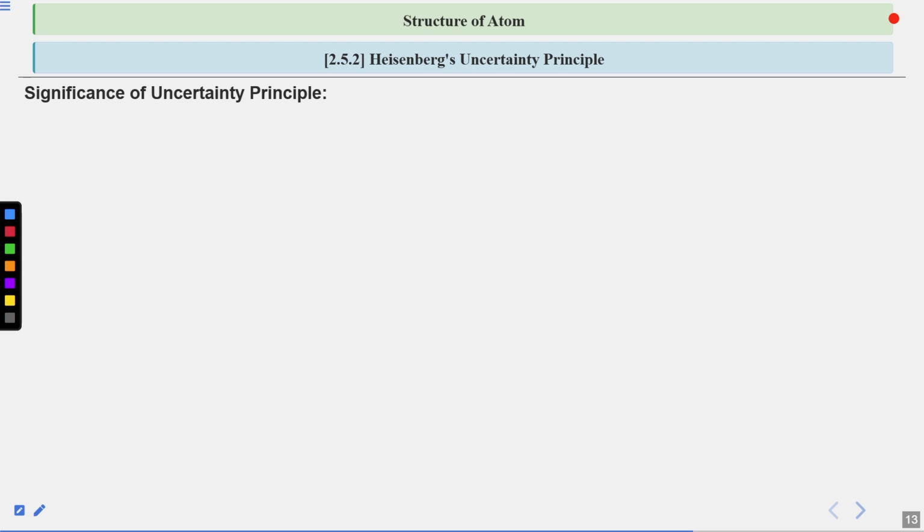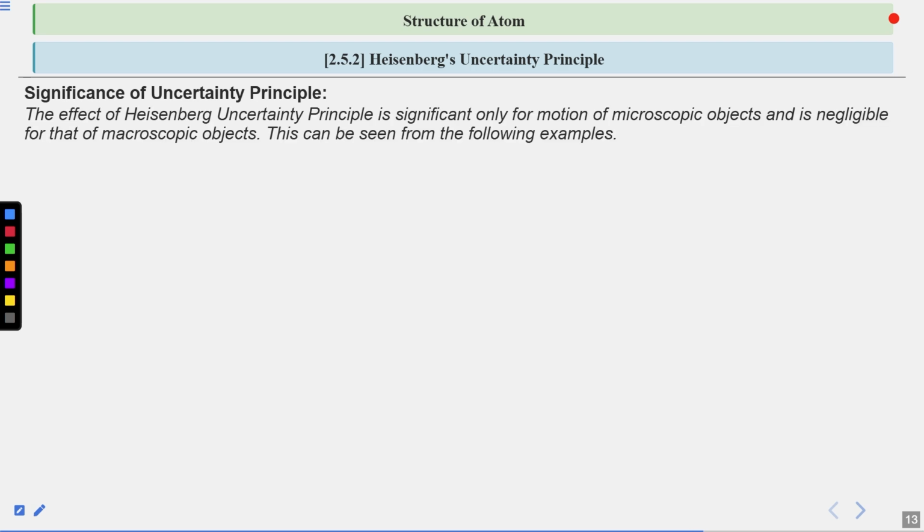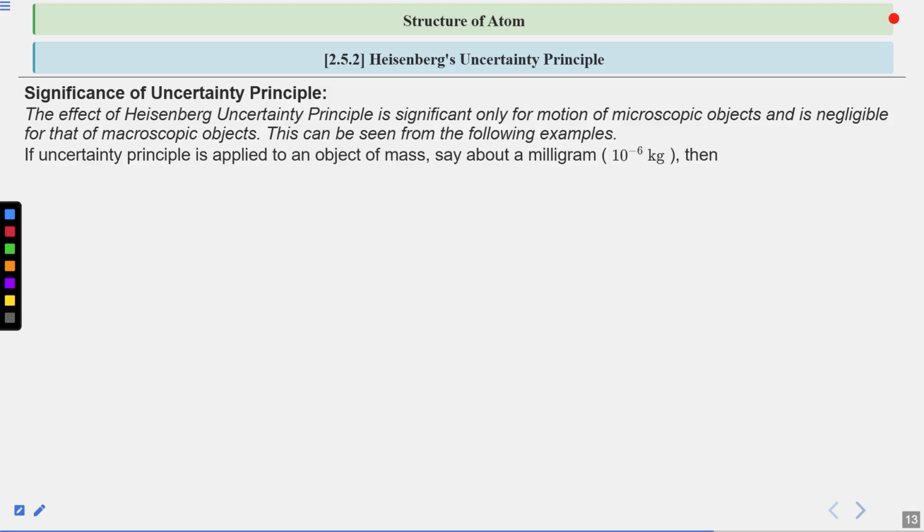Now moving on further. What is the second significance? We have seen this is only for the microscopic object. Again, this uncertainty principle is also good for macroscopic objects, but again, it is not significant. Let us try to understand why it is so. Suppose we have a mass of about 10 to the power minus 6 kg. That is about a milligram, a small amount we are taking.